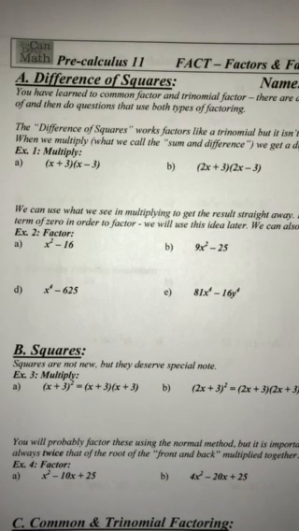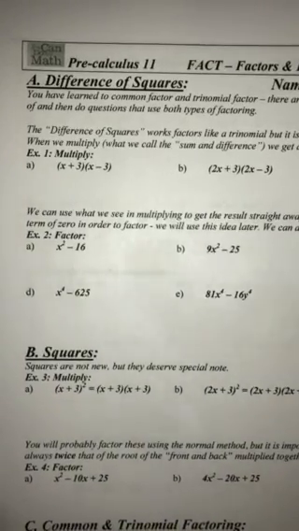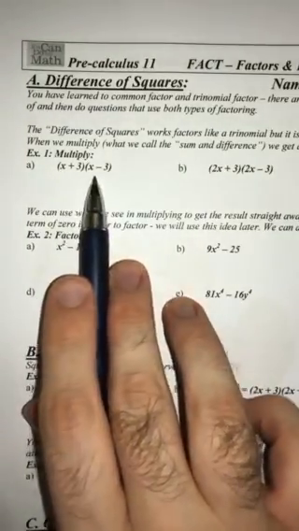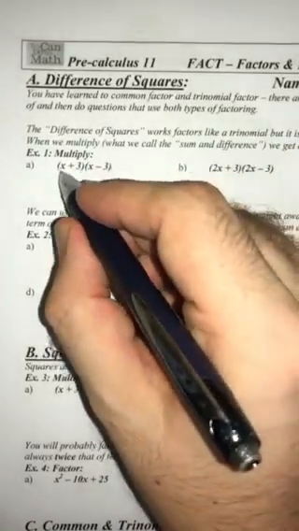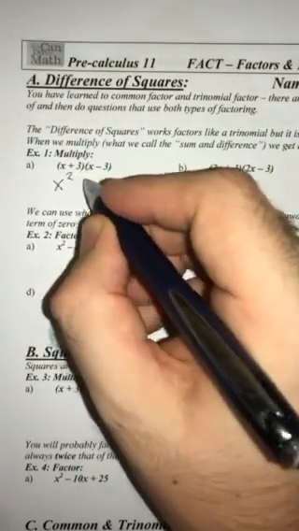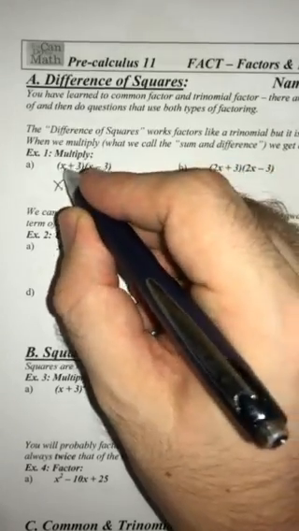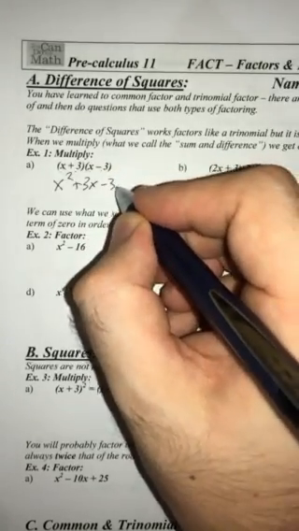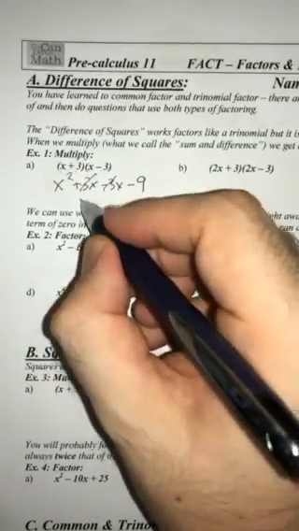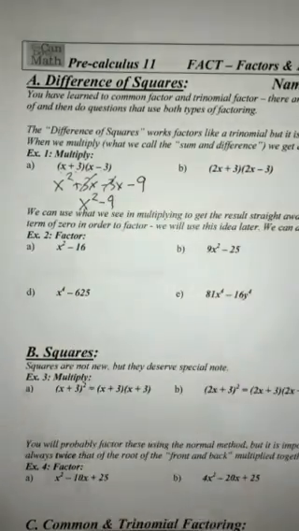Difference of squares. So difference of squares is a neat little trick that you will need to be able to recognize. Notice, if I just show you how to multiply this the long way: x times x gives you x squared. Positive 3 times x gives you plus 3x. x times negative 3 gives you negative 3x, minus 9. Notice the middle two terms cancel. You get x squared minus 9.